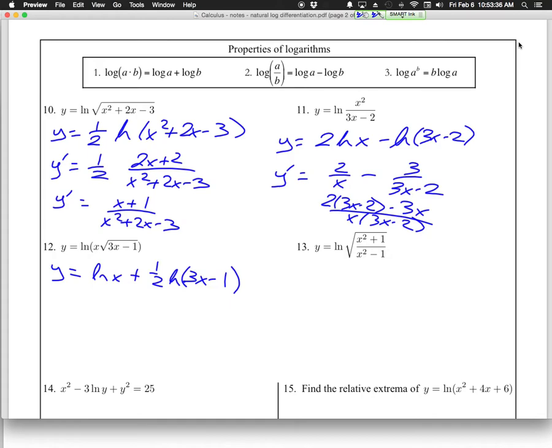Now we're ready to take the derivative. So I have 1 over x plus the 1/2 stays there, and then the derivative would be 3 over 3x minus 1. So make that a little bit prettier: 1 over x plus 3 over 2 times (3x minus 1). Again, if it's multiple choice, they'll be getting the denominator. But I'm more concerned with the calculus.